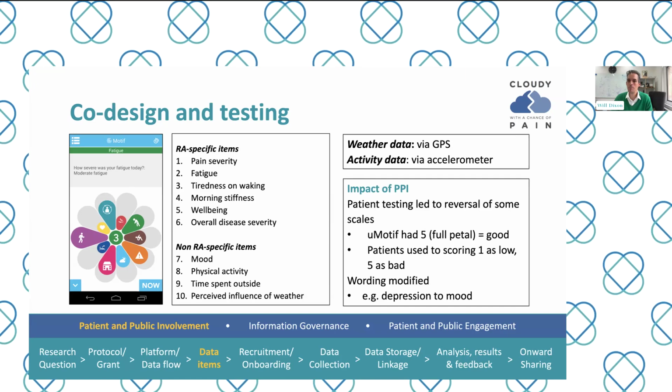And just to show you the impact that the patient and public involvement has, it led to the reversal of the scales. uMotif had previously thought that the flower should look full when everything was good, which meant that the 5, the full petal, was good. But patients said, well, I'm used to scoring pain where 1 is good and 10 is bad, or 5 is bad. And so we inverted the scale. We also modified the wording where patients felt that talking about depression was more negative than could be explained by measuring mood.